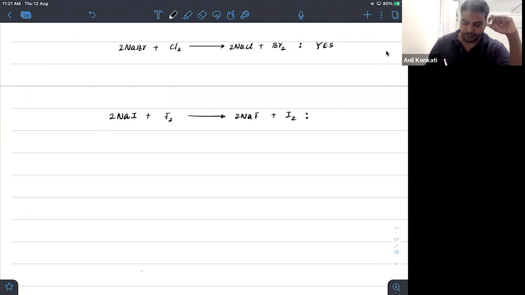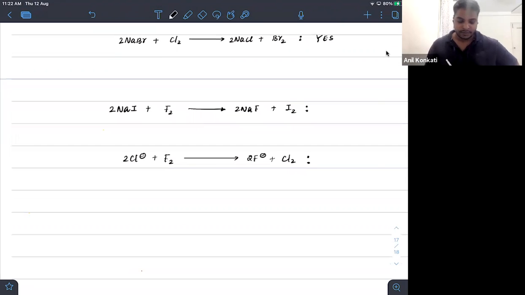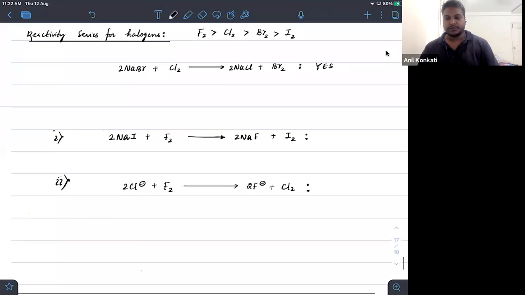Or similarly, if at all I write this as Cl minus plus F2, whether it will become 2F minus plus Cl2. So tell me in these reactions, students. So this is example 1 and example 2. Right, Nikita? Others? Yes, Arya, correct. To the next one also.